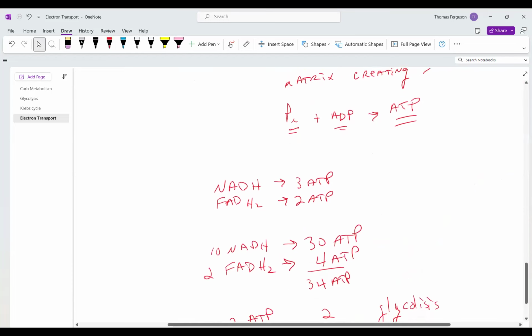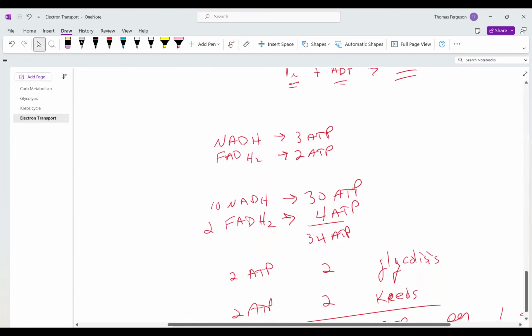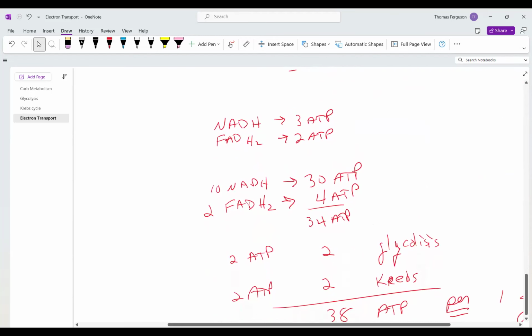Now, repeating what I said earlier, each NADH creates 3 ATP. And through the various processes, the Krebs cycle and glycolysis, we've created 10 NADHs. 10 times 3 is 30. That's the extent of the math in this class. Each FADH2, there's 2 of them created. There are 4 from that one. So the total is 34.